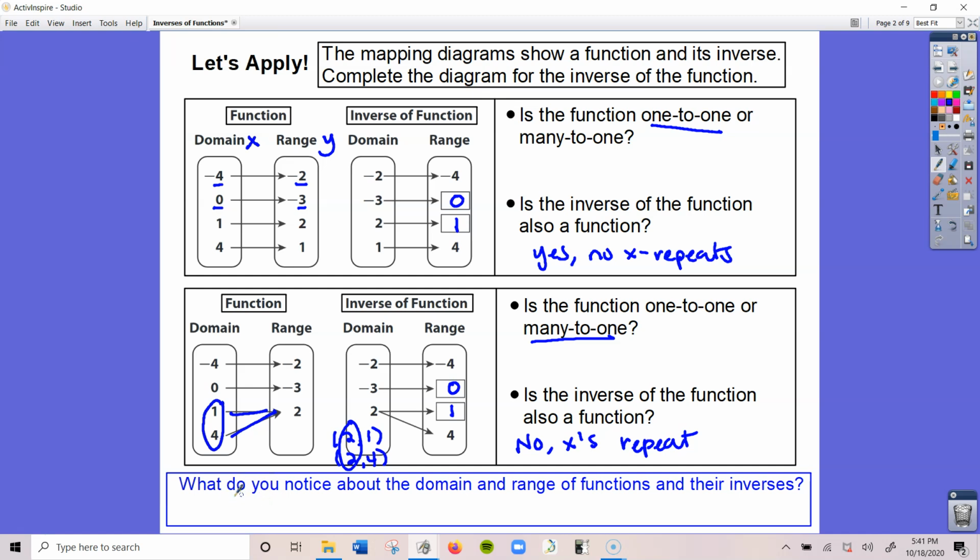Now in this last question here, it says, what do you notice about the domain and range of functions and their inverses? Now because your x's and your y values switch places for your inverses, and the x's represent domain and the range represents your y's, that means that domain and range also switch places. So essentially, the domain of the function is the range of the inverse, and vice versa. So the range of the function is now the domain of the inverse.